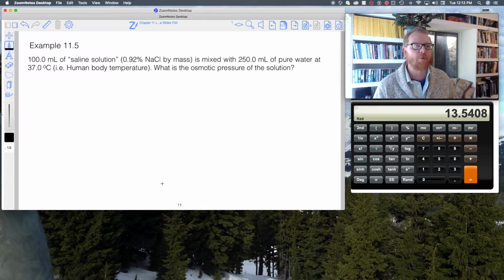So let's do a sample problem. 100 milliliters of saline solution, the stuff they give you at the doctor's office or at the hospital, where standard saline solution is 0.92% sodium chloride by mass, is mixed with 250 milliliters of pure water at 37.0 degrees Celsius, human body temperature. What is the osmotic pressure of the solution?